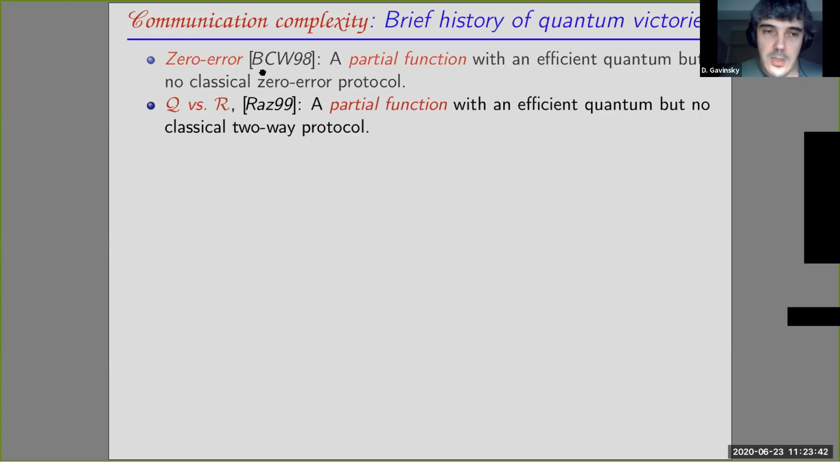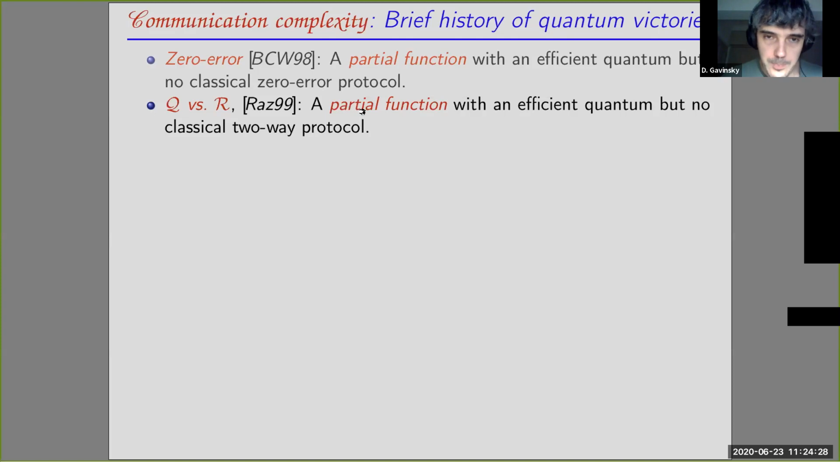So indeed, the next result, which we saw, is from 1999 by Raz. He demonstrated a partial function that had an efficient quantum two-way interactive protocol, but it had no efficient classical two-way protocol. Both this result and all the rest I'm going to mention now are results for the bounded error regime. So no longer are we facing this restriction of zero error. And you can see that in both these cases, the problems that were analyzed are partial functions.